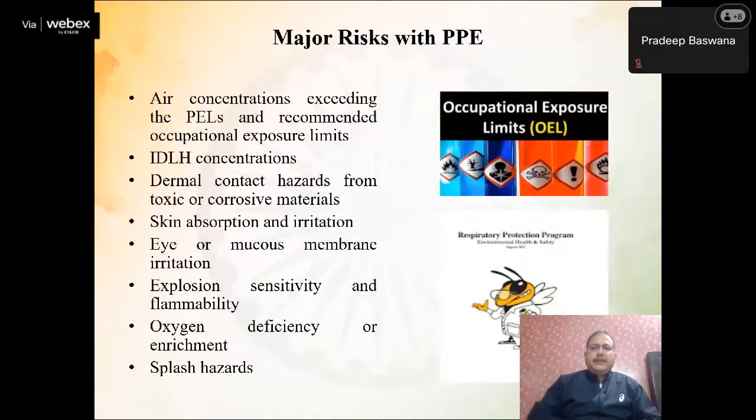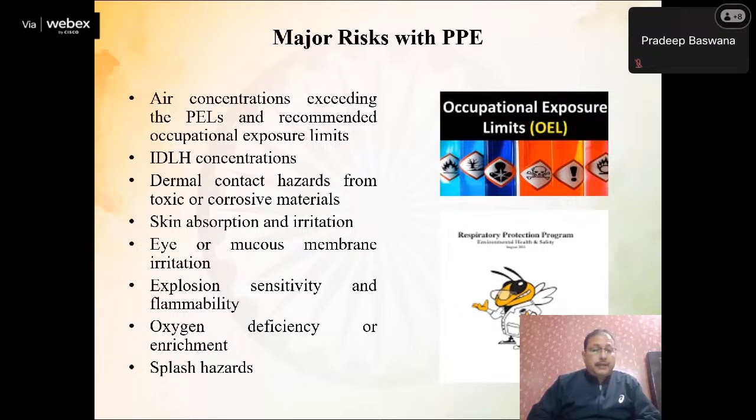Next, major risks of PPs: air concentrations exceeding the permissible exposure limits and recommended occupational exposure limits, IDLH concentrations, dermal contact hazards from toxic and corrosive materials, skin absorption and irritation, eye or mucous membrane irritation, explosion sensitivity, flammability, oxygen deficiency or enrichment, or splash hazard. So you can easily say we have to focus upon n number of these.